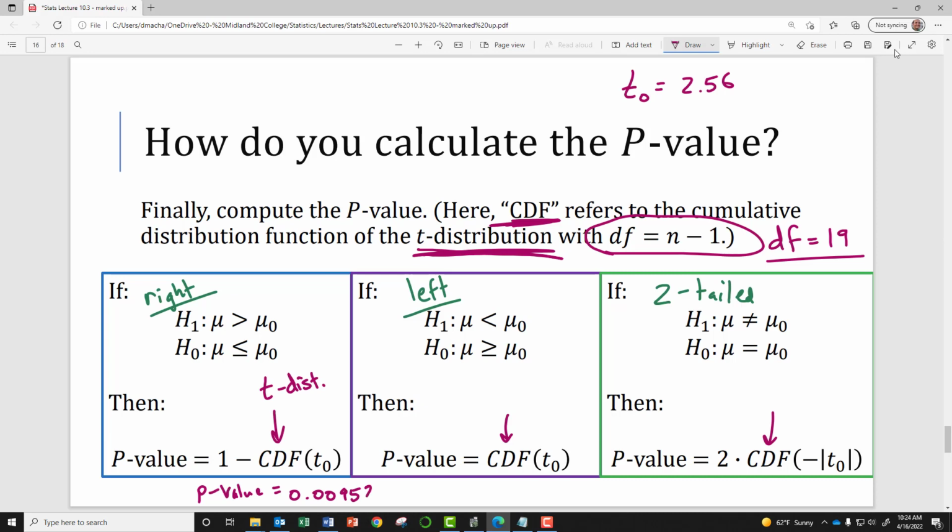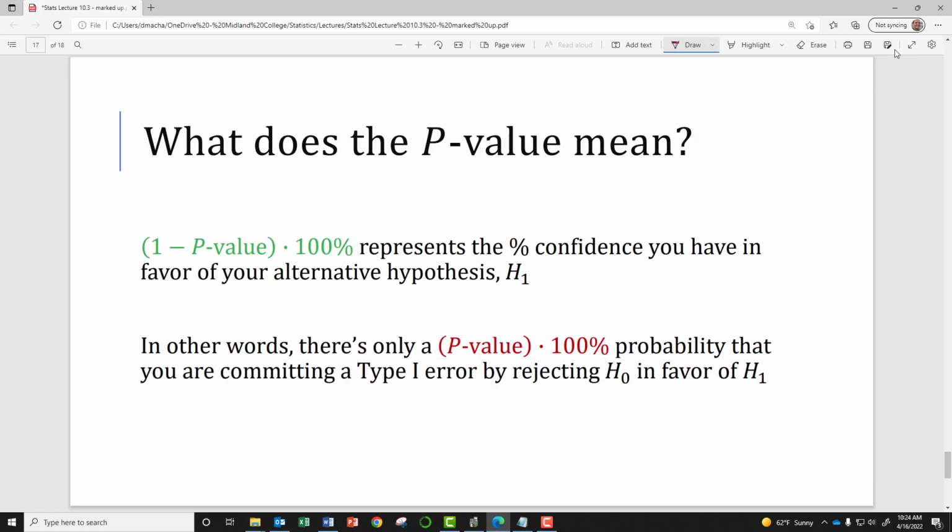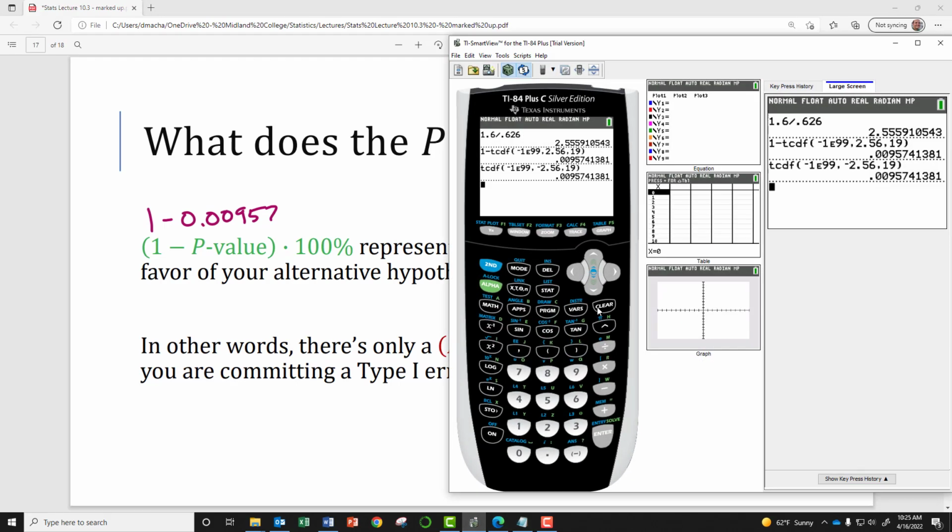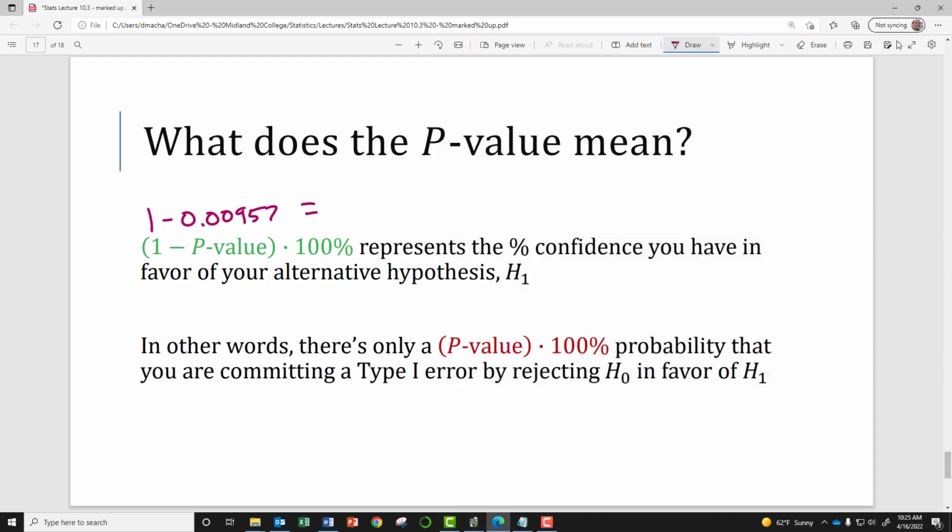That's a very small p-value, and so if you remember the last video, maybe you're thinking to yourself already, this is going to result in a high confidence in my alternative hypothesis. Because 1 minus the p-value, so 1 minus 0.00957 times 100%, that's going to represent my percent confidence I have in my hypothesis. So 1 minus that p-value is going to be 99%. I have 99% confidence in my alternative hypothesis.